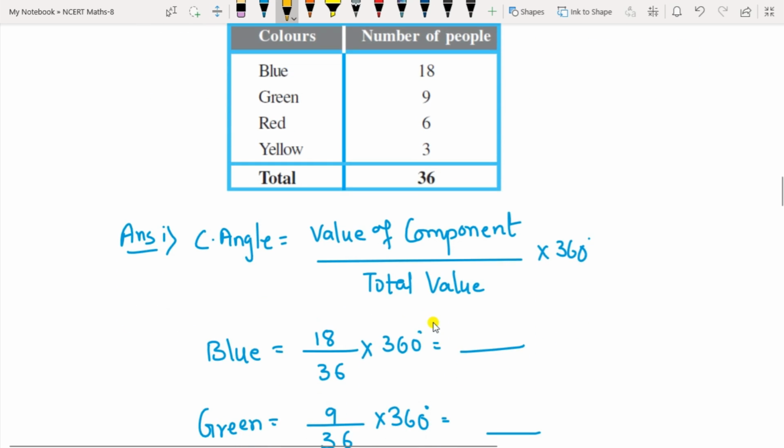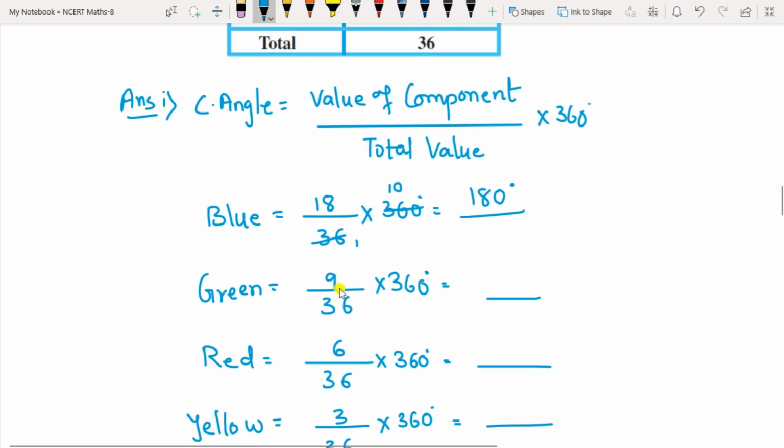Now if you want to find the central angle for each of the colors, the formula is central angle equal to value of component upon total value of component multiplied by 360. So for blue color, it is 18 upon total 36 multiplied by 360. So 36 ones are 36, 36 tens are 360, 18 into 10 is 180 degrees. Since we are finding the central angle, we should put degree here.